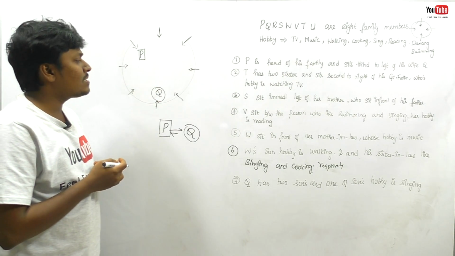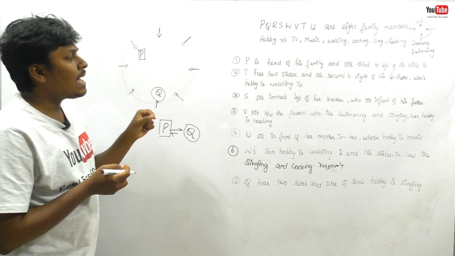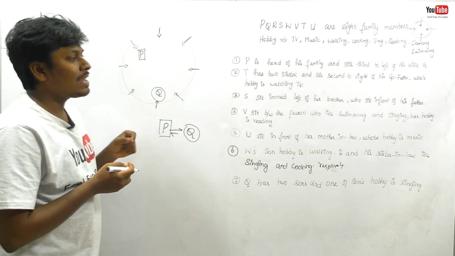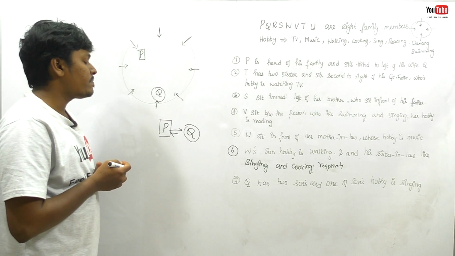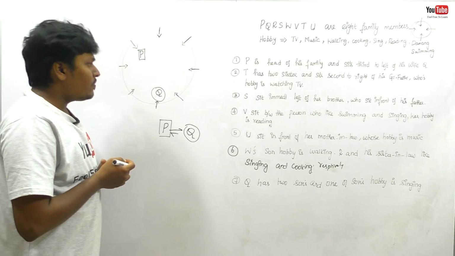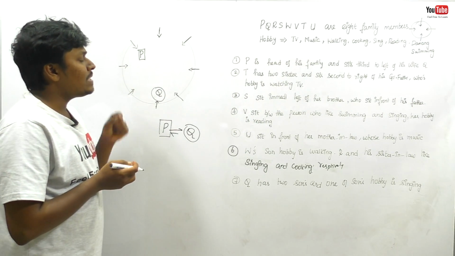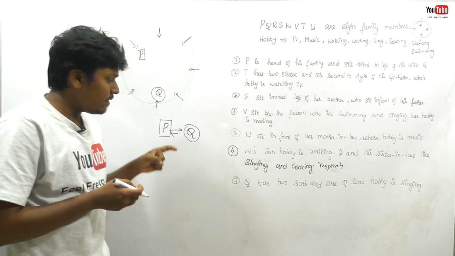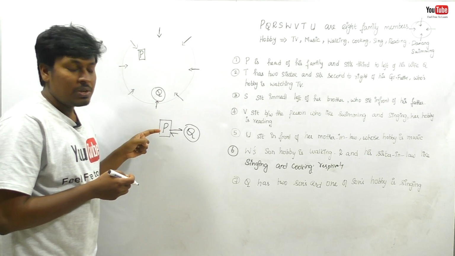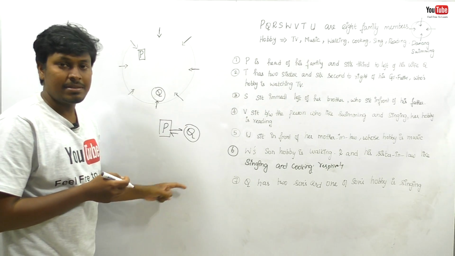So let me move on to the second line, friends. T has 2 sisters and sits second to right of his grandfather, whose hobby is watching TV. Friends, before moving on to the second line, when we target the first line, they have said that P is head of his family, right? If P is head of his family, we can clearly know that there are 8 persons, right?